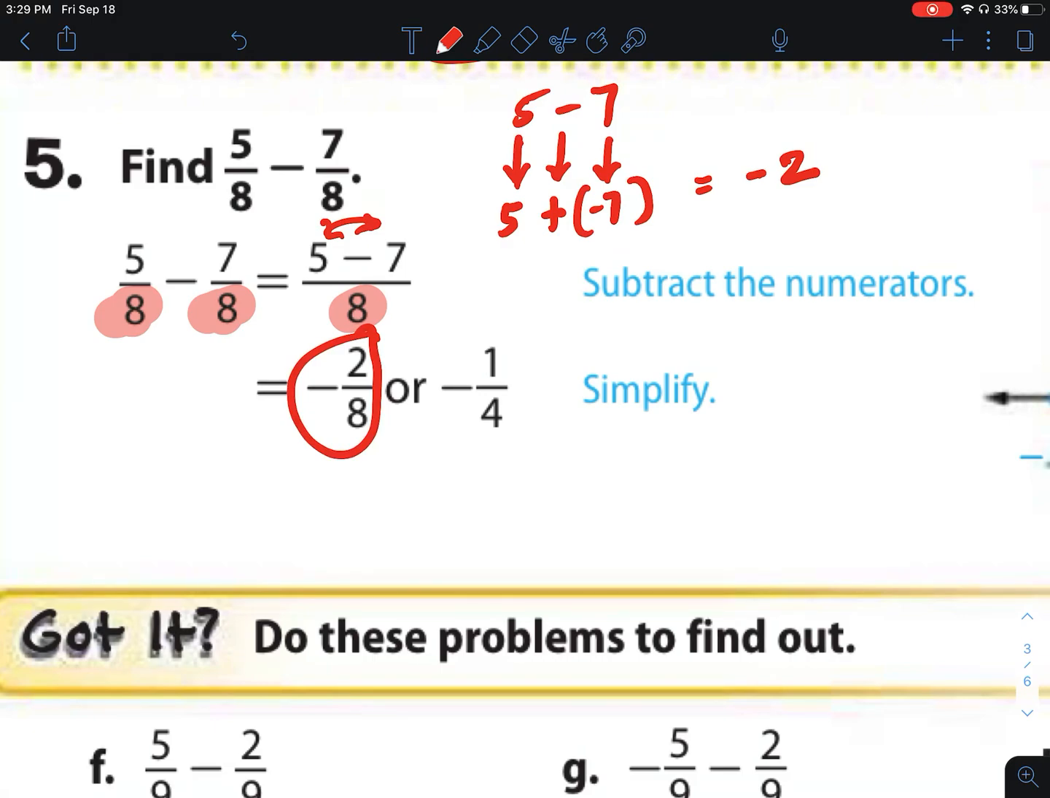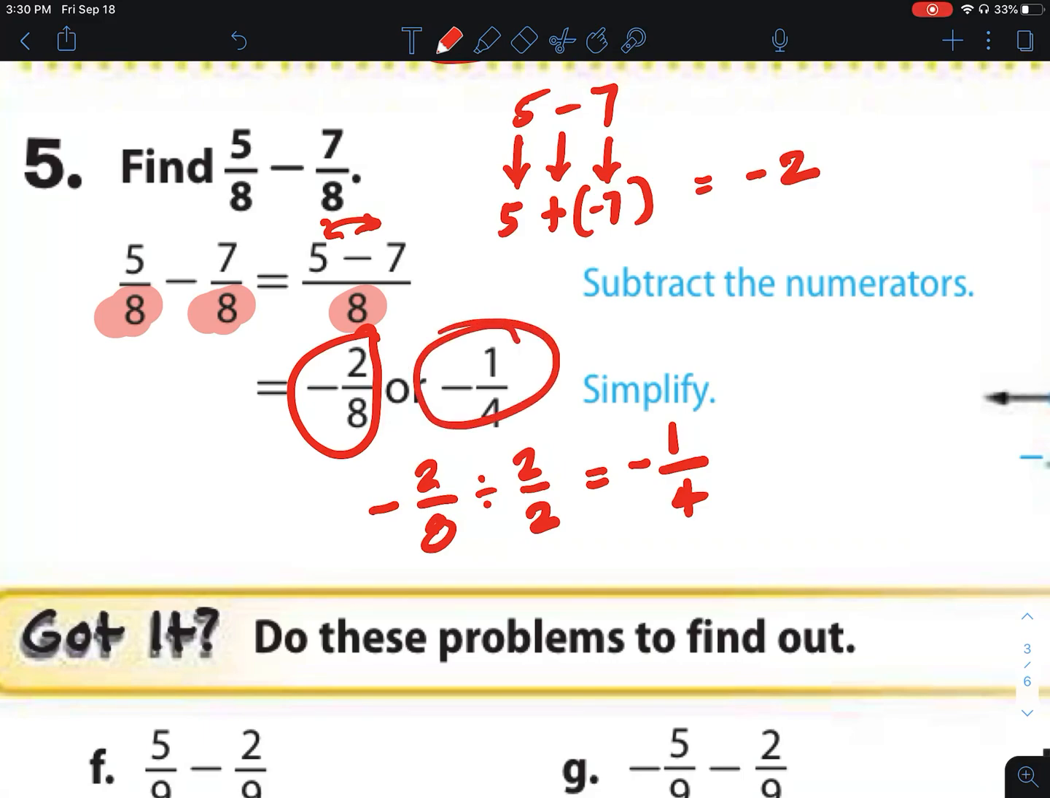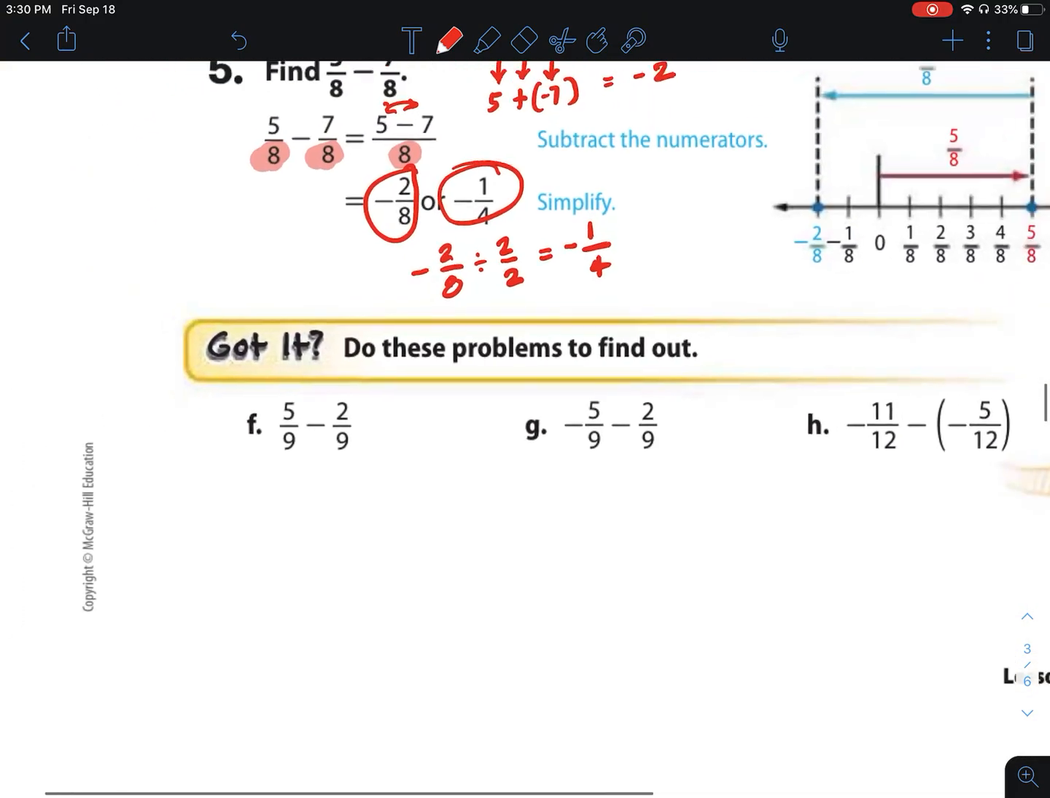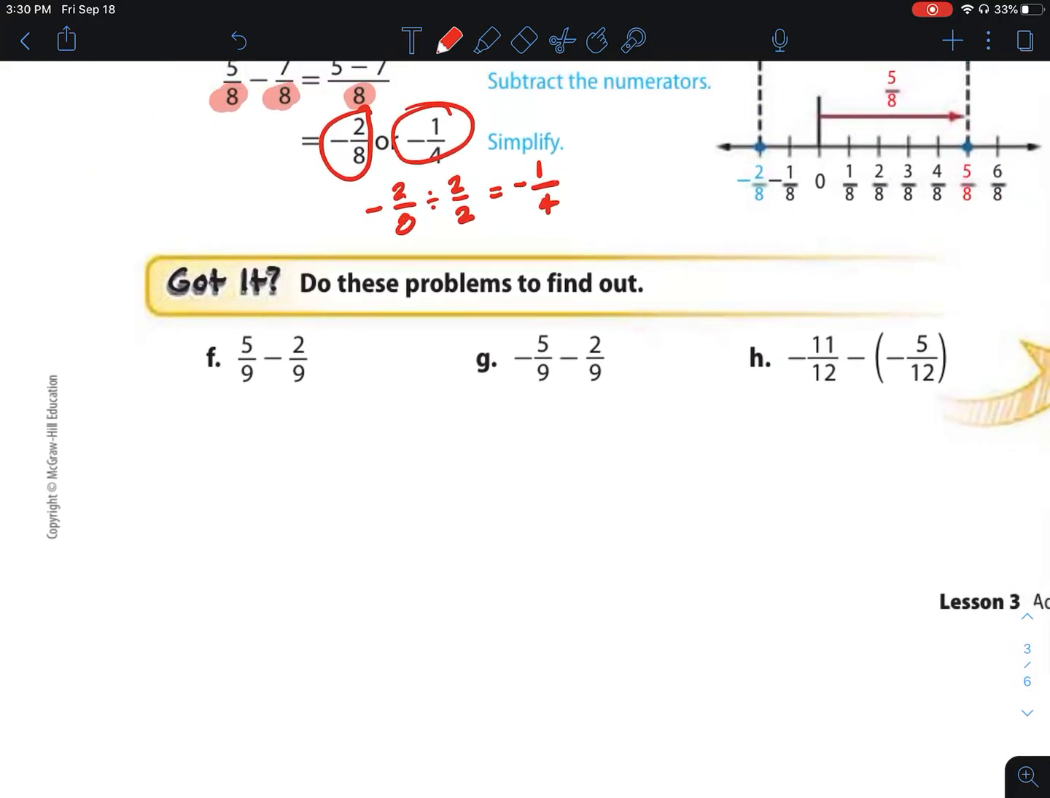And the simplest form of negative 2 over 8 is negative 1/4. Why? Because if we have negative 2 over 8, we divide that by the GCF. The greatest common factor of 2 and 8 is 2. And 2 divided by 2 is 1, and negative 8 divided by 2 is also 4. So you have negative 1/4, which is that answer right there. Okay? Do the guided problems. Let's see what you've learned.